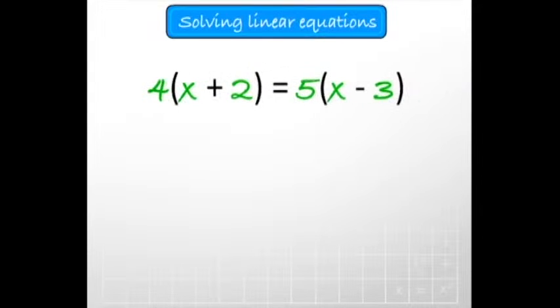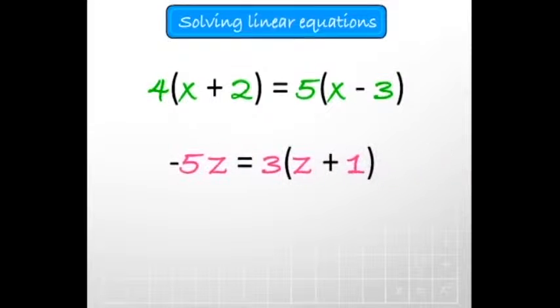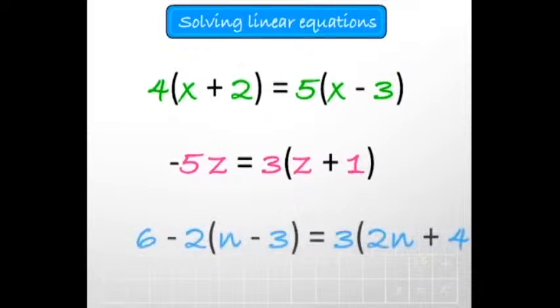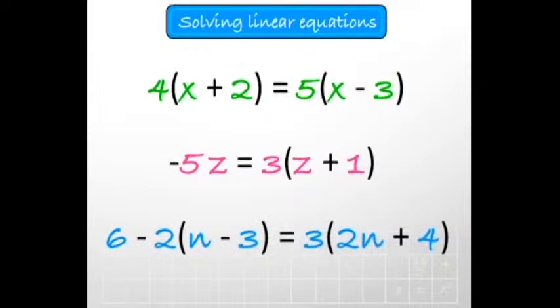Here are some examples of the equations that we are going to try to solve. 4 times x plus 2 equals 5 times x minus 3, minus 5z equals 3 times z plus 1, or 6 minus 2 times n minus 3 equals 3 times 2n plus 4.